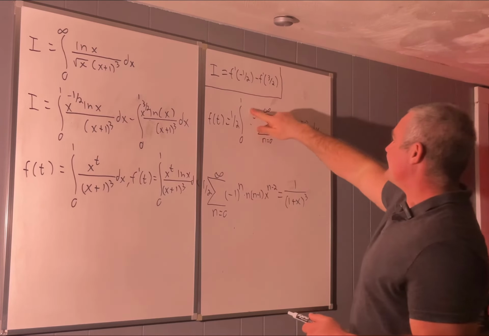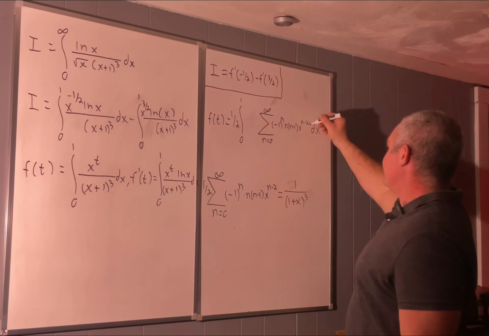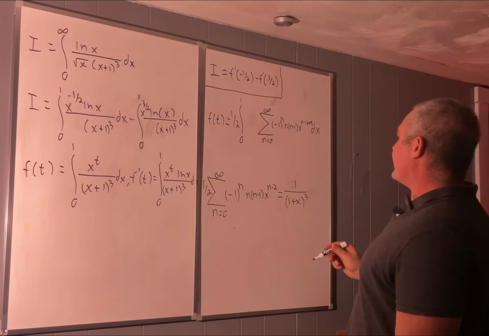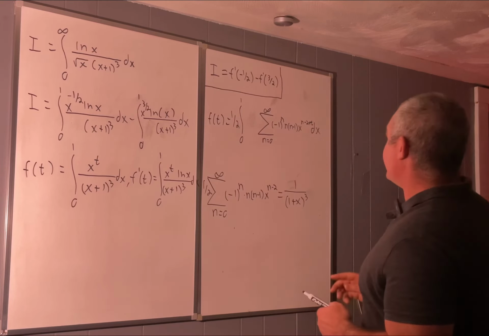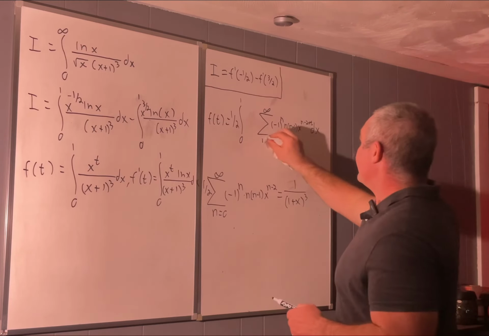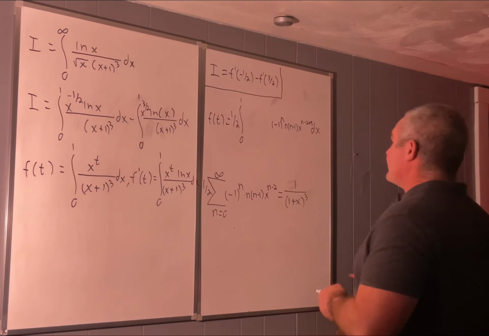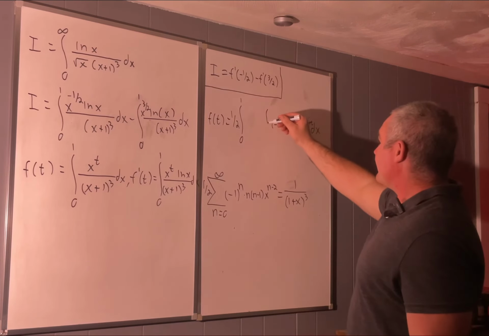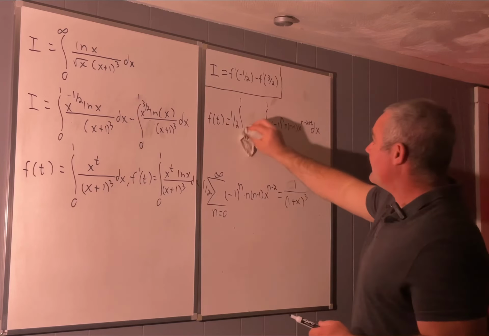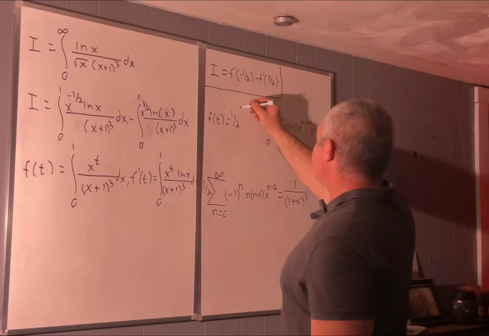We'll bring this x to the t inside by just adding a t here. And then we'll switch the sum and the integral signs. So we'll now have the integral from 0 to 1, and this will be the sum from 0 to infinity.